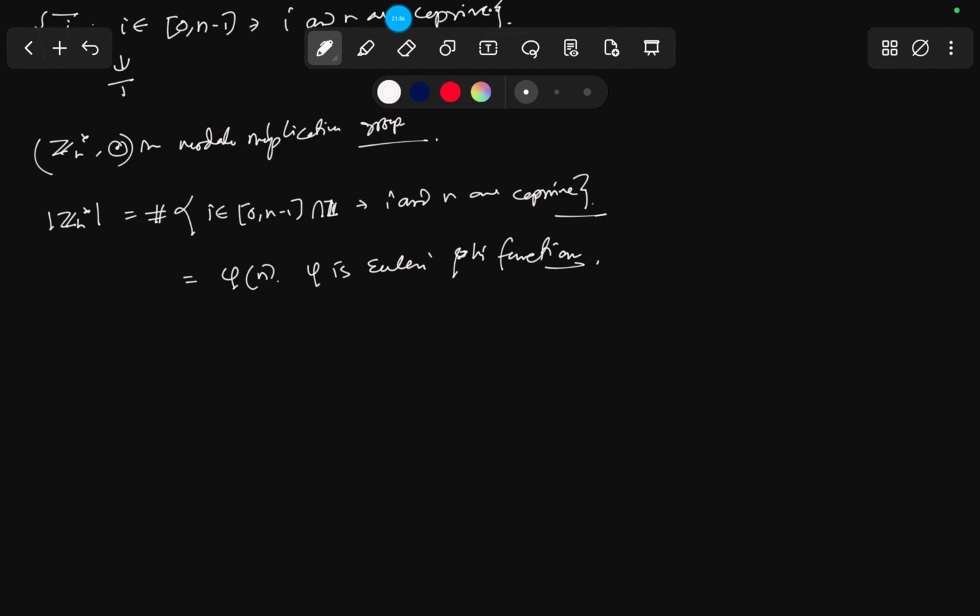So that is basically n times the product over p dividing n of 1 minus 1 over p, where p is a prime.